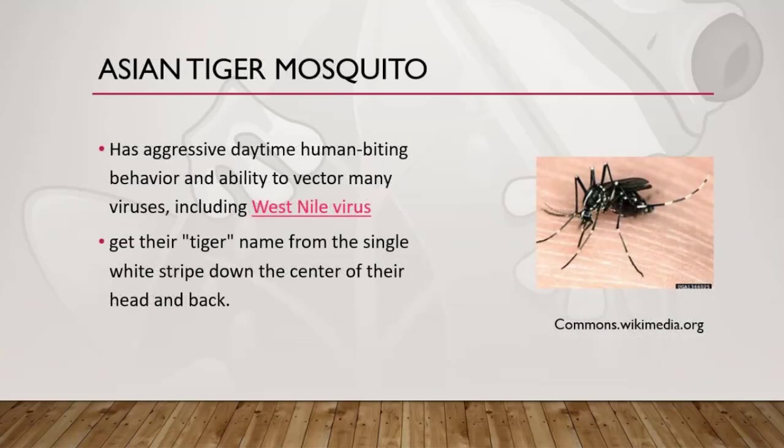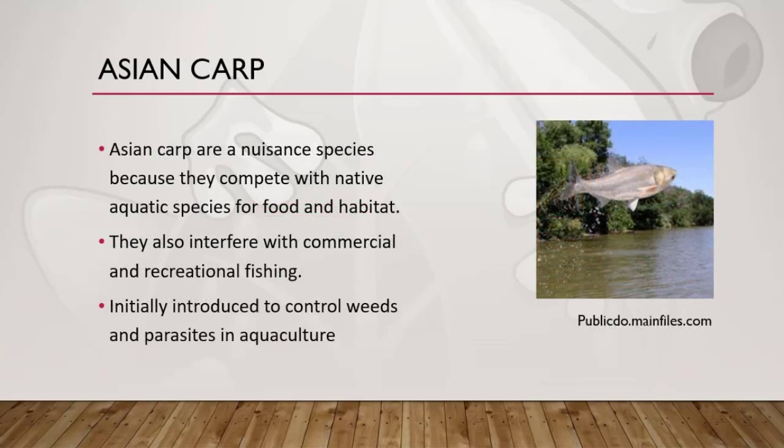The Asian tiger mosquito is called this because of its tiger stripes. This mosquito can transmit diseases like the Zika virus and West Nile virus, as well as other dangerous diseases. The last nuisance animal is the Asian carp and was introduced to control weeds and parasites in our waterways. However, it is now crowding out native fish, causing sensitive species to be killed off, affecting our water quality.